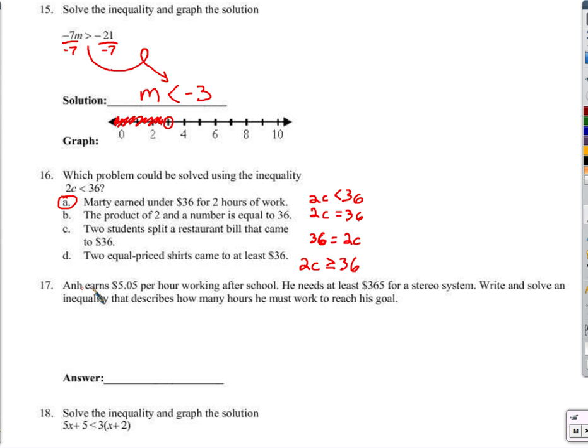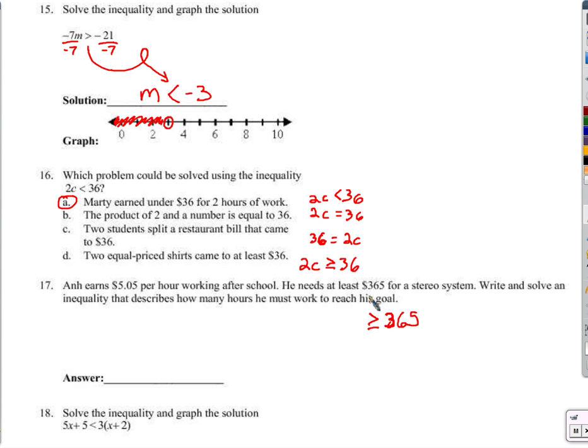Okay, so Ann earns $5.05 per hour working for the school. She needs at least $365 for a stereo system, and solve an inequality. So 365. Is that like the maximum? Like anything will do up to 365? No, it's got to be 365. It's got to be like the smaller amount, right? The smallest amount that she could get is 365. Anything more than that, and she's golden. Right? She's got extra spending money.